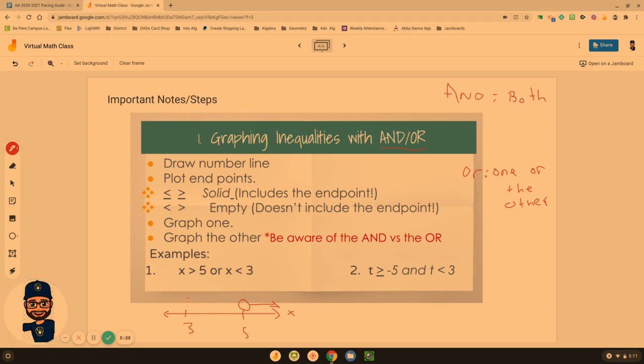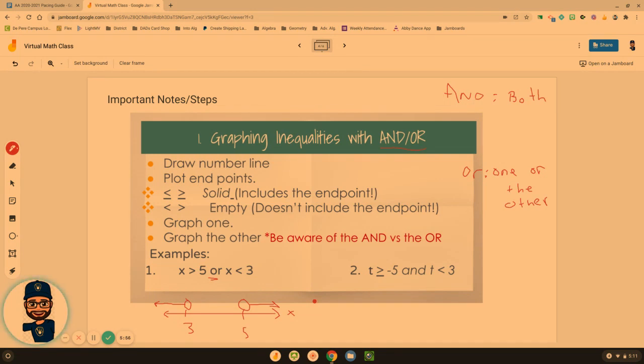X is less than 3. That's this way. Less than is an arrow to the left. And now, because it was the word or, I don't have to look for the overlap. It's one or the other. So ironically, that one is done, right? It's just simply done because we're showing the answers could be here and less, or they could be here and greater, right? Less or greater, either way.